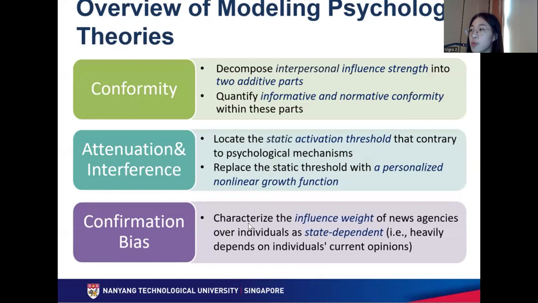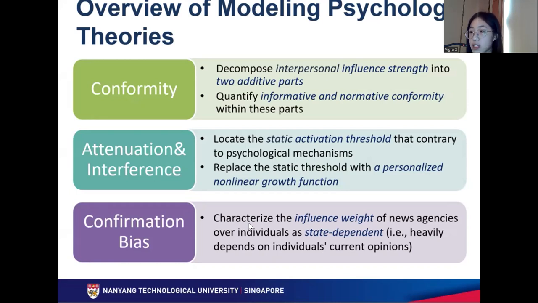So for conformity, we already know that there are two types of conformity. I'll focus on the existing classical diffusion model, which has a parameter called the interpersonal influence strength to show how a person will be influenced by others. In the model, they decompose this influence strength into two additive parts and quantify each part of the conformity.